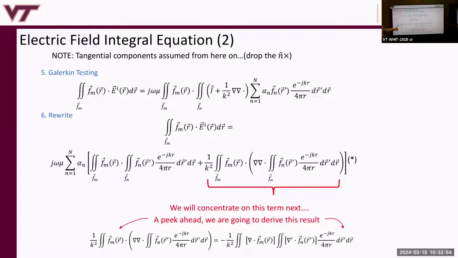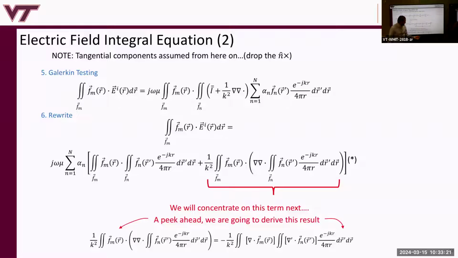This EFIE, though, has the derivatives operating on the Green's function, and they're both observation coordinate derivatives. What we did was rewrite this term, under the red bracket, as the following expression. And what we did was move these two derivatives onto the basis functions and the testing functions.